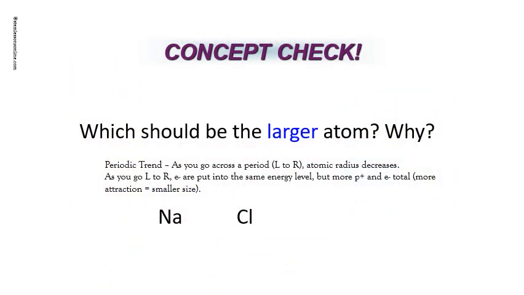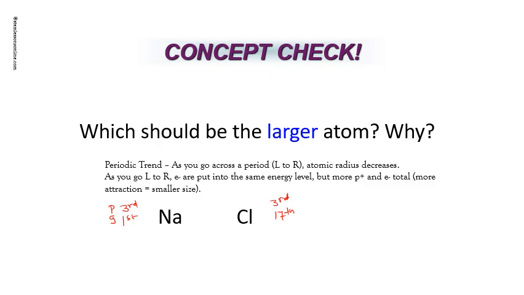So here is a question: which should be the larger atom and why? We had to compare sodium and chlorine. For sodium, we know it is in the third period. So the first step is to locate the period and group. I see sodium is in the third period and chlorine is also in the third period. And this is in the first group and this is in the 17th group.